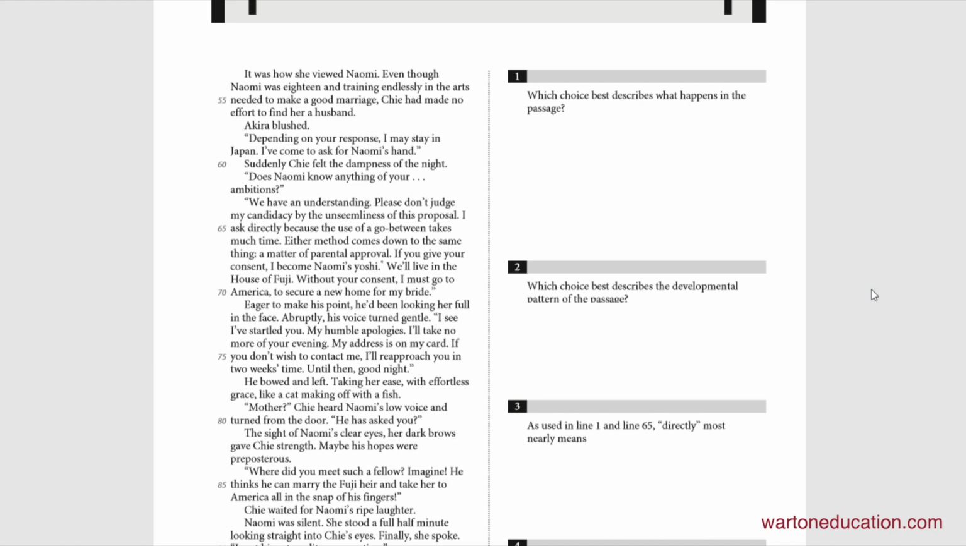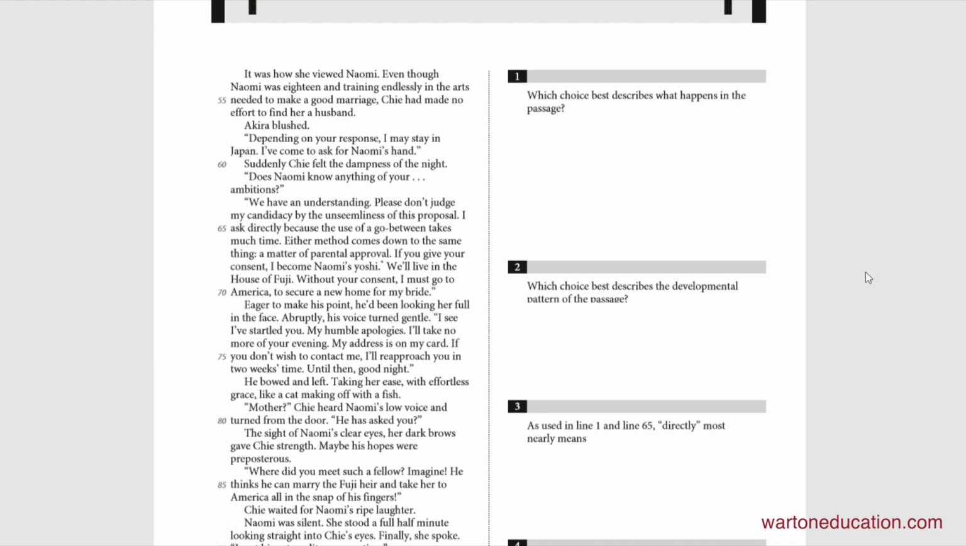Again, let's establish who is saying this. This is Akira saying this. So this looks really good. He fears she will judge him based on the unseemly, which means inappropriate, way he has made his proposal, his marriage proposal. This looks really good. We'll keep that one. But our job is not over.